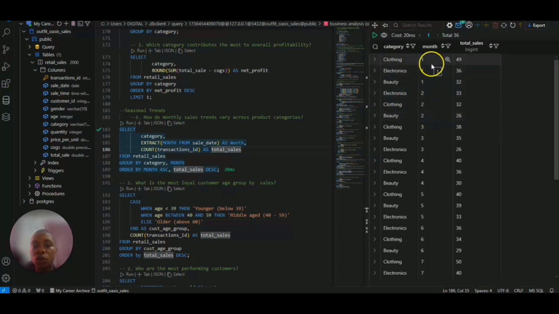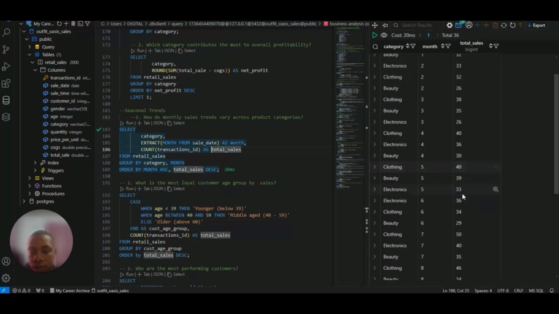So if you see here, in January we were doing more clothing. In February, electronics took over with 33. If you see the next month, clothing came back up again at 38. And then in March, clothing again. The next month, clothing again.